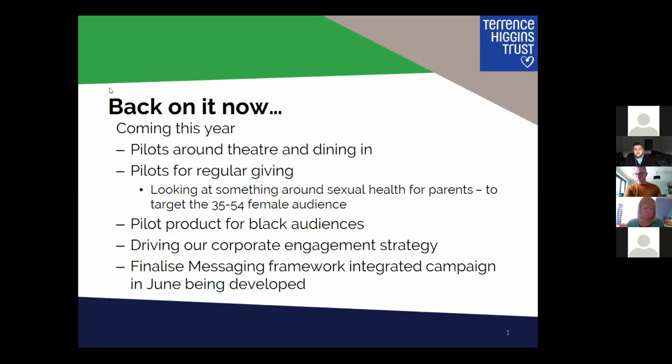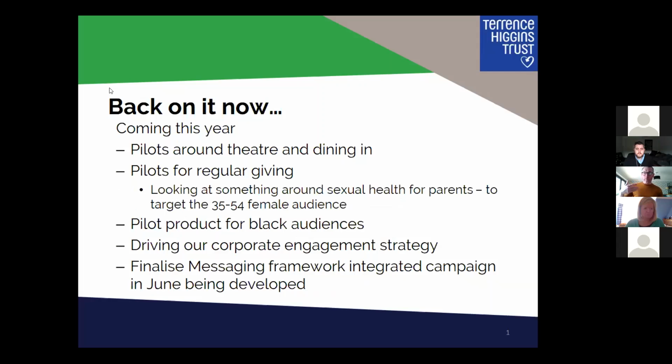So loads of stuff happening this year. We know our audiences love going to the theatre and dining in, so we're going to be doing pilots around that. We're going to be trying a pilot around regular giving, so value exchange for parents, so offering people within that 35 to 54 female audience sexual health guides as to how they can talk to their kids, which is one of the key things that came out of the research. We're going to pilot that this year.